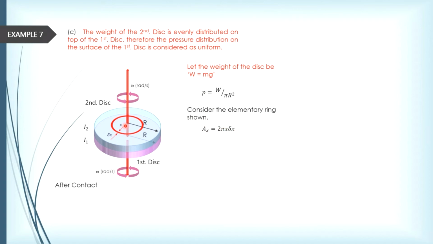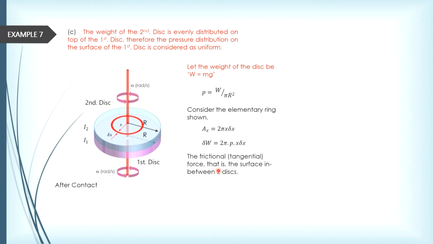So we have the area of the elementary ring to be 2 pi x, that means 2 pi r, the circumferential length, multiplied by the thickness of the ring, delta x. Then the force acting on the ring is not the whole thing, it is only the force acting on the ring and not on the entire surface. That is why it is considered as delta W. So that is the pressure multiplied by the area. Pressure times area, you get the force.